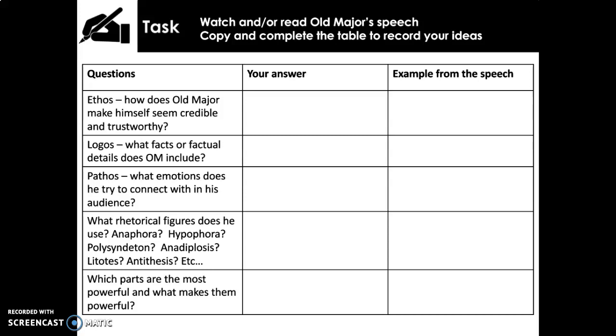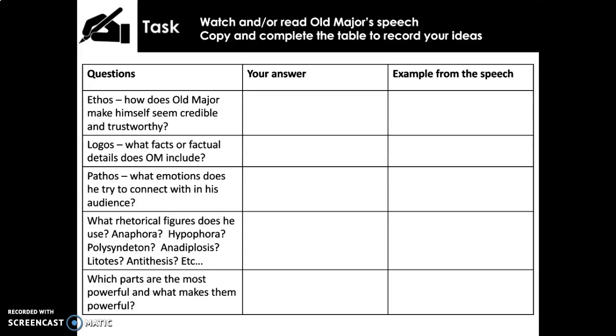So then you're going to look at the speech. You might have watched it. You're going to watch it again, and you're going to find out how he makes himself seem credible and trustworthy. And then you're going to pick out an example from the speech, a word or a phrase to back up your opinion. Logos. What facts or factual details does Old Major include? So how does he appeal to their reasoning, to their understanding?